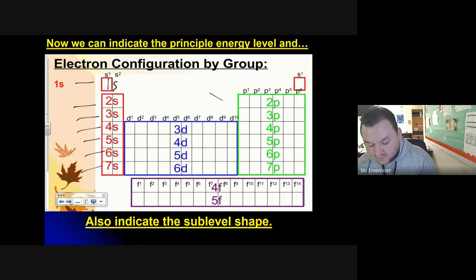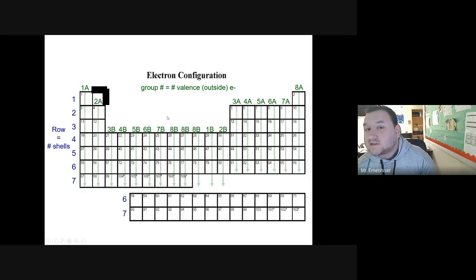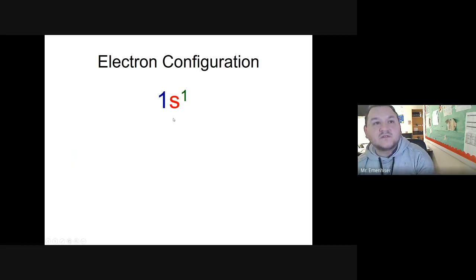And then if you're over here, you've got 2p through 7p, 3d through 6d, and then 4f and 5f. Okay? All right. So there's our 7 principal energy levels. This is the number of shells. There's our group numbers, number of valence electrons. As you move across, you add valence electrons to each shell. There's the S, there's the P, there's the D, there's the F. Remember that helium is also part of the S. So S is those guys and helium. So that's 1s1, 1s2.